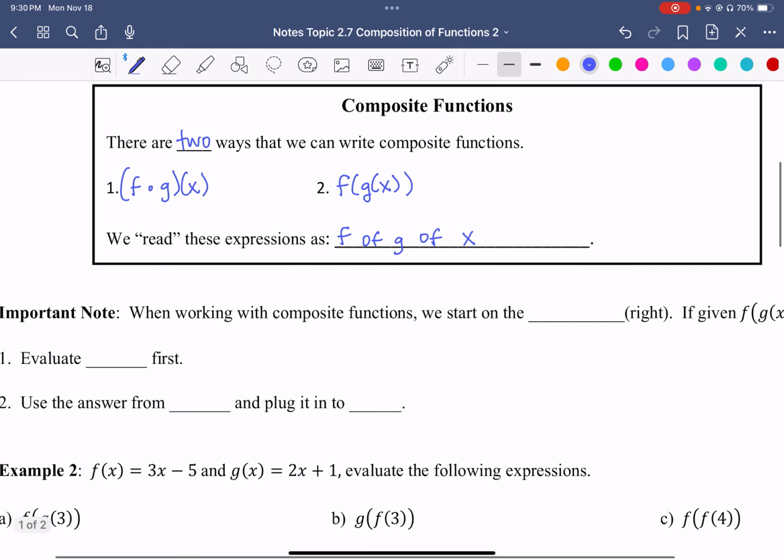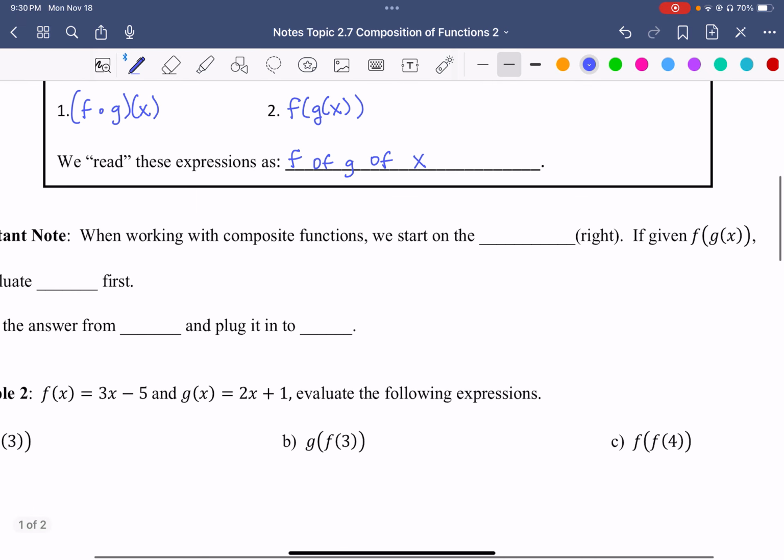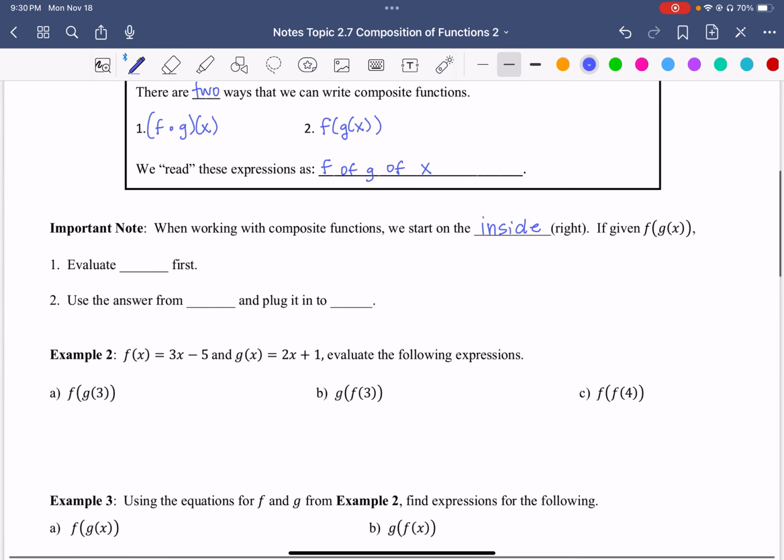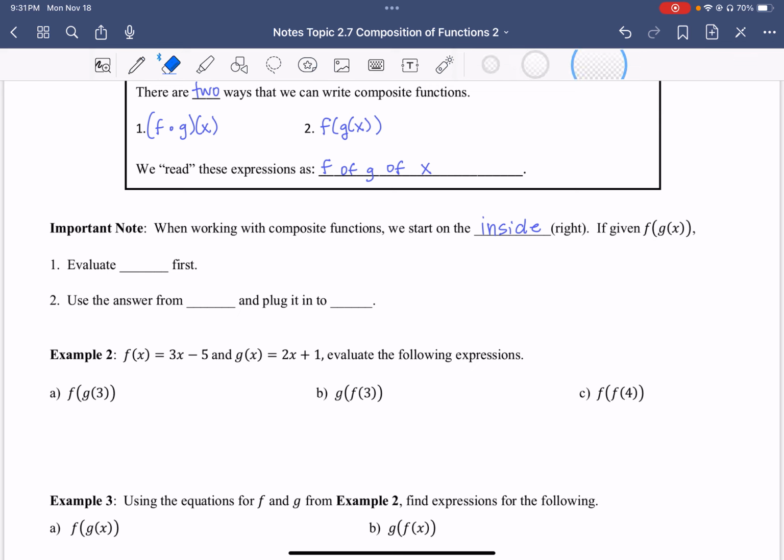Now, an important note, when you're working with composite functions, you're going to start on the inside, okay? So it's whatever function is on the right side. So if you're given f of g of x, I see that the inside function, or the function on the right, is g of x. So I'm going to evaluate g of x first.